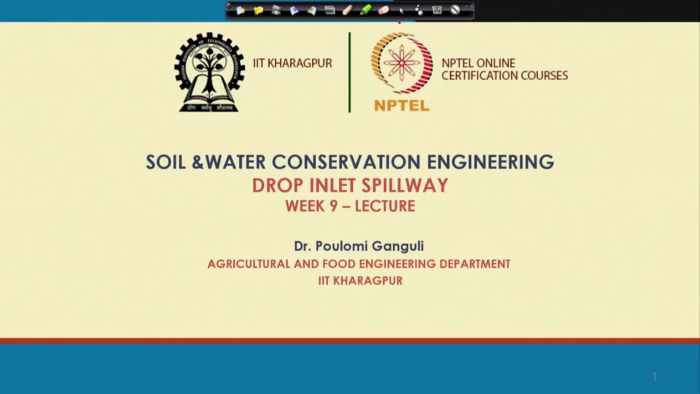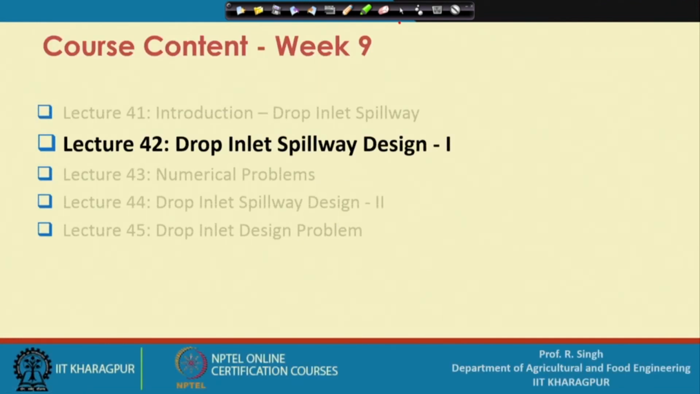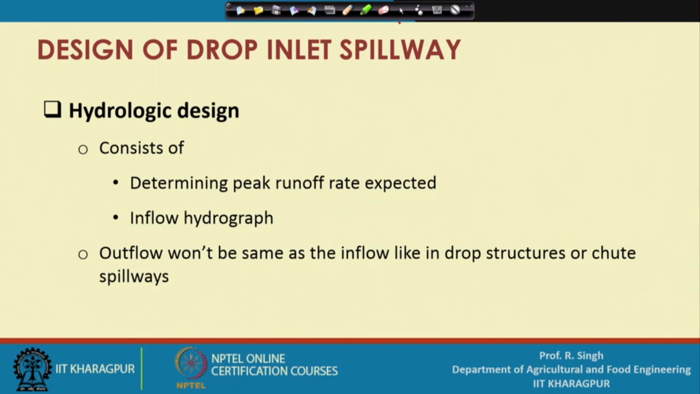Good afternoon. Now we are going to cover the second part of the drop inlet spillway design. Now we will see how the spillway design takes place. So, this is part 1 of the spillway design. The drop inlet spillway design has all three components: the hydrologic design, hydraulic design and the structural design. We mainly focus on the hydrologic and the hydraulic part. First we are going to discuss the hydrologic design, and that will be followed by the hydraulic part.